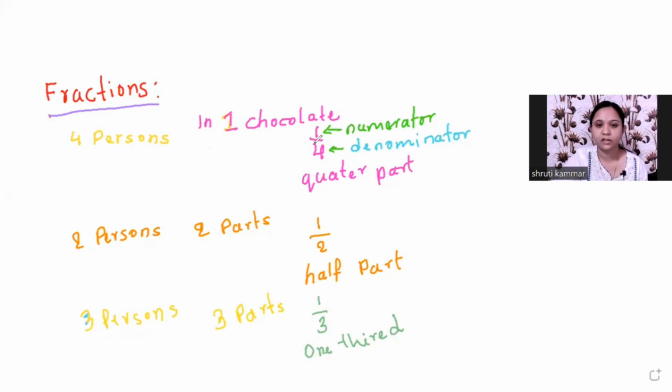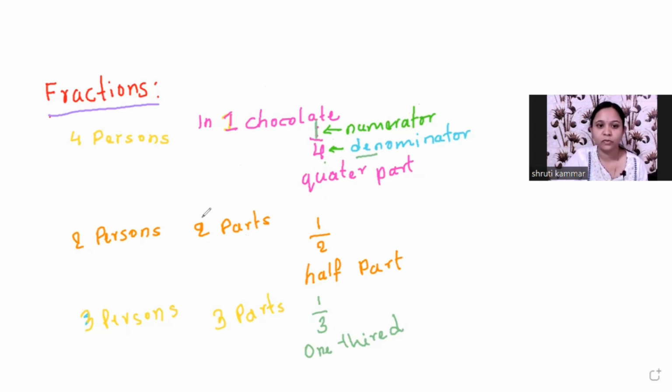I divided the chocolate into 4 parts, which is called the denominator. Okay, and in those 4 parts, each one of them gets 1 part. That is called the numerator. So each one of them gets a quarter part of that chocolate.